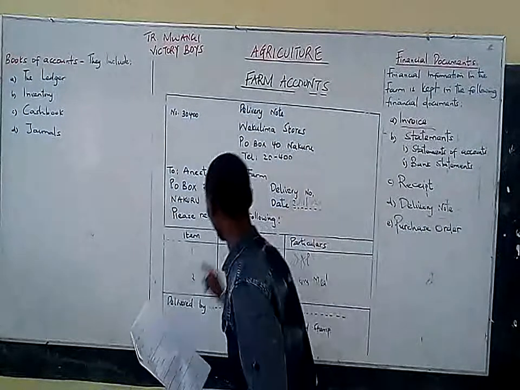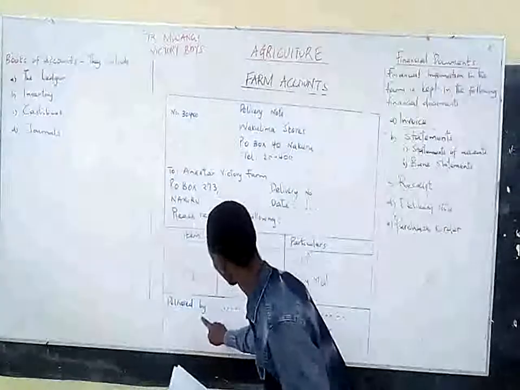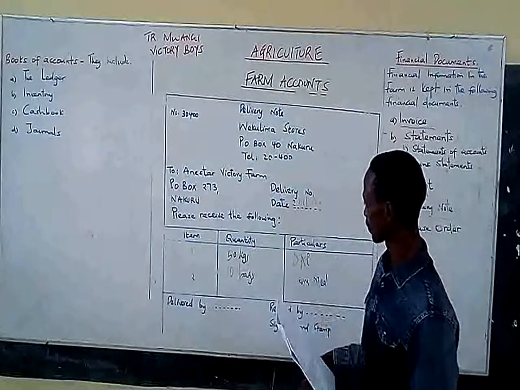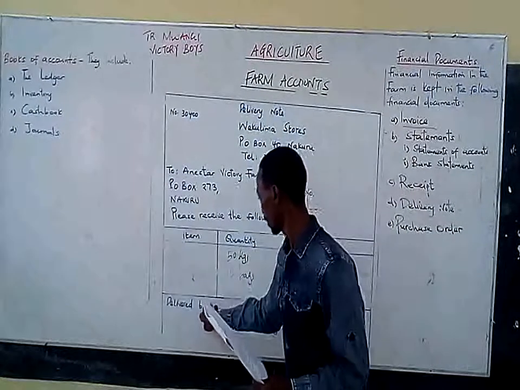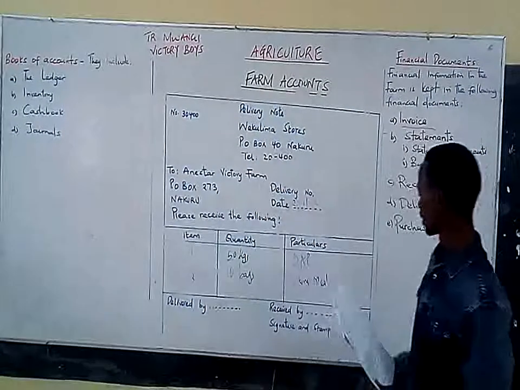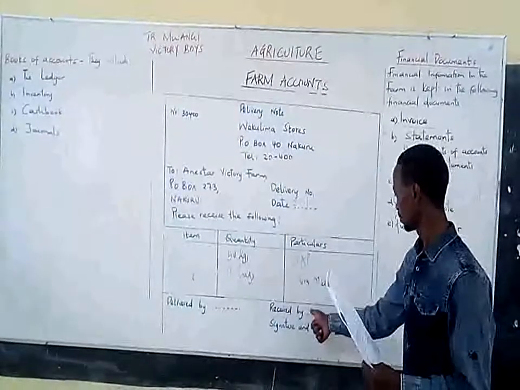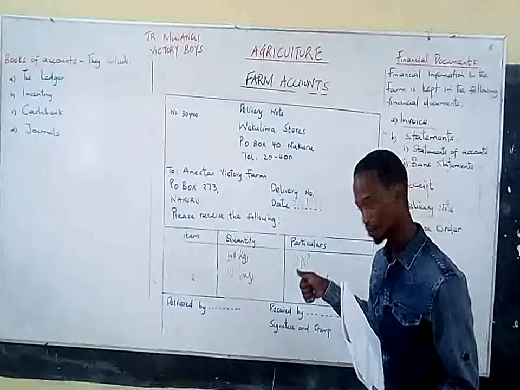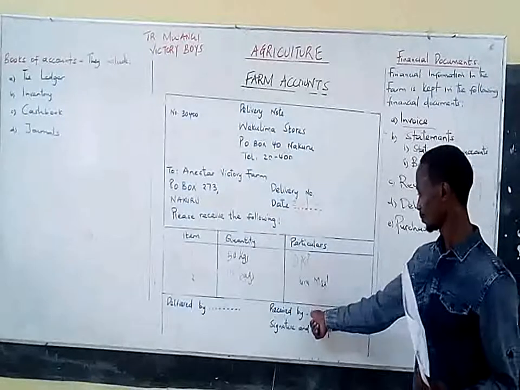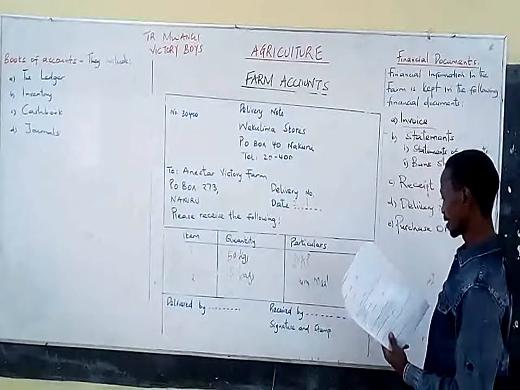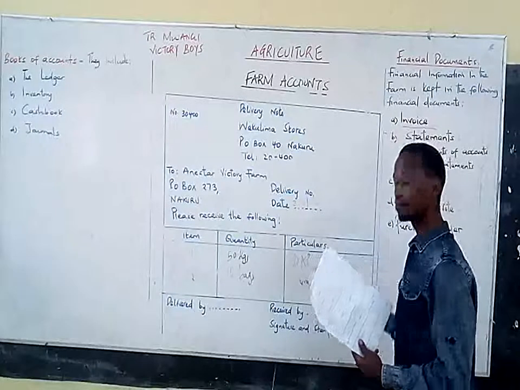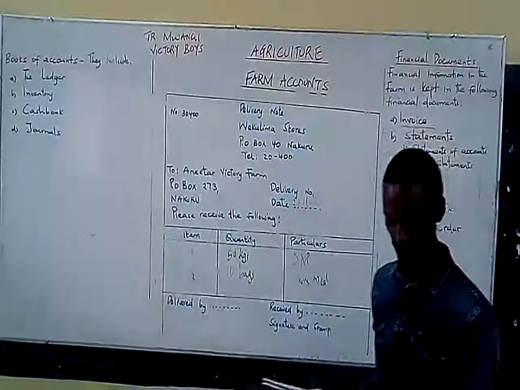So still on our delivery note, we are going to have the goods delivered by the person who was in charge of the delivery of the goods. That person's name will be indicated down there. Then the other person who received, maybe the school or farm bursar, or the farm manager, you include the name of the manager over there. Then you have the signature and stamp, meaning that the farm already received the goods.